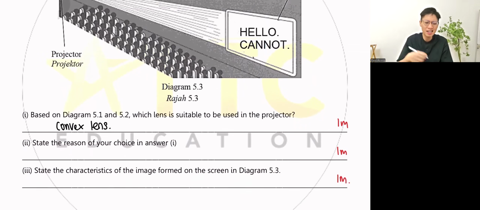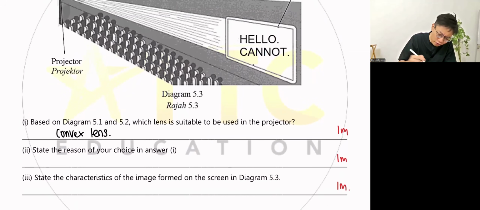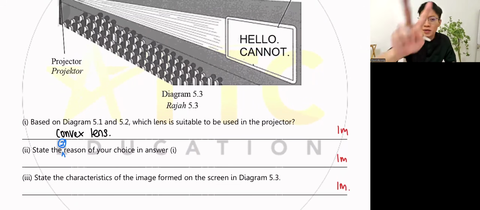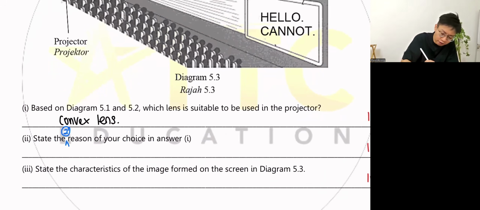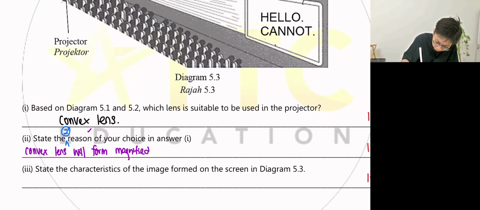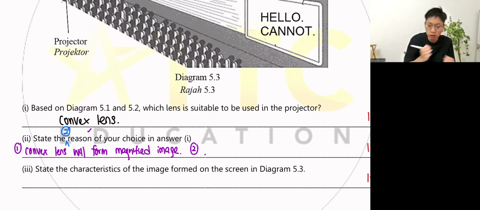Very simple guys. The reason why I use convex lens is because it can... What if I challenge you? Give me 2 reasons. The first one is what everybody thinks of: because convex lens will form a magnified image. It can form a magnified image. So this is number 1. Number 2, what else?